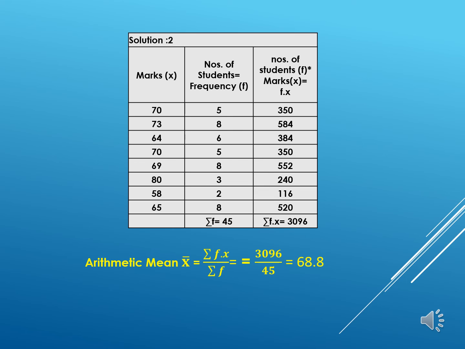So mean will be x bar equal to summation of f into x, which is 3096, divided by the summation of the frequencies, that is 45. So 3096 divided by 45 will be equal to 68.8. So the arithmetic mean for the example number 2 will be 68.8.